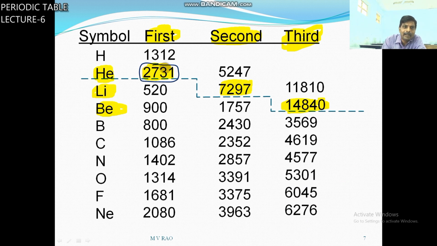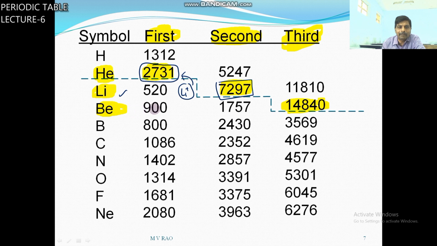Because by the removal of one electron, lithium becomes Li plus. The Li plus configuration is similar to helium. To remove an electron from helium is very difficult because it has an inert gas configuration.